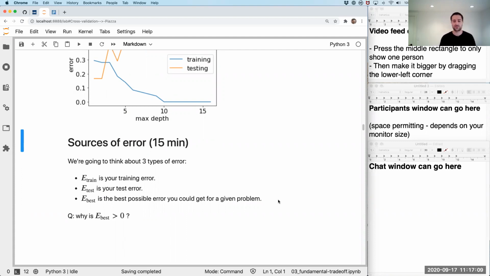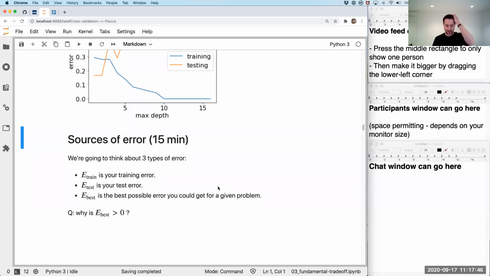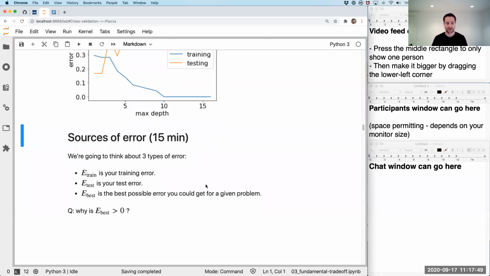And we're going to introduce a new character in the story called E-best, which is the best possible error you could get for a given problem. And so my first question for you is, why is E-best greater than 0? Why can't you get 0 error on any problem? Anyone like to take a shot at that? Okay, someone wrote overfitting. Anyone else? Duplicate data. Too many factors. Randomness. Okay. I really like the randomness answer.